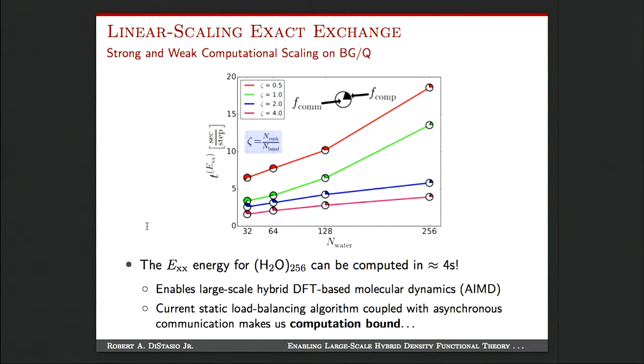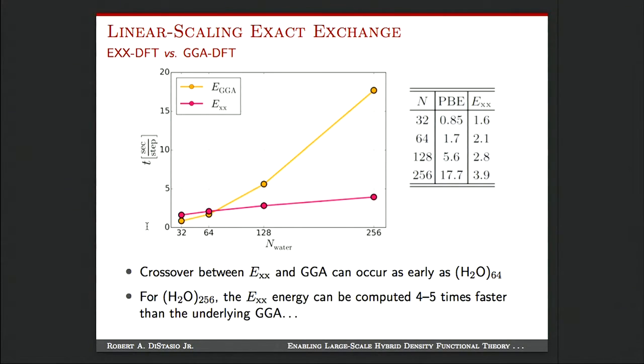So that's why we're focusing for the rest of the talk on the computational aspects of this problem. And again, just to drive this point home, I think Taylor and Jack will give you the same picture. I don't know their crossover, but you see here that the exact exchange, if I use the zeta equals 4 algorithm, would be something like 64,000 cores for water 256. You see that now the exact exchange is about 4 to 5 times cheaper than the GGA. And that crossover, in the strong scaling regime of the exact exchange algorithm, can happen as soon as something like water 64. So I think it's good news and bad news.